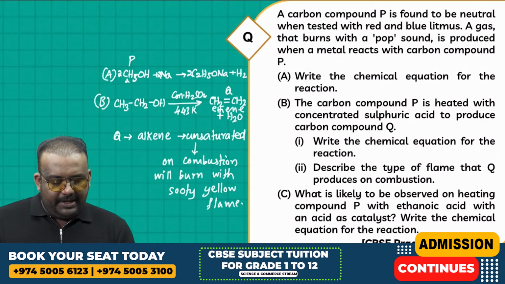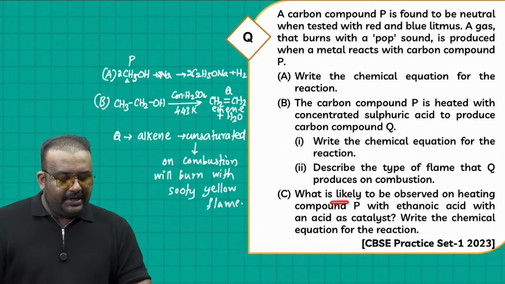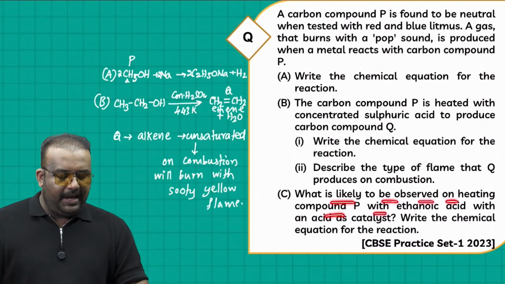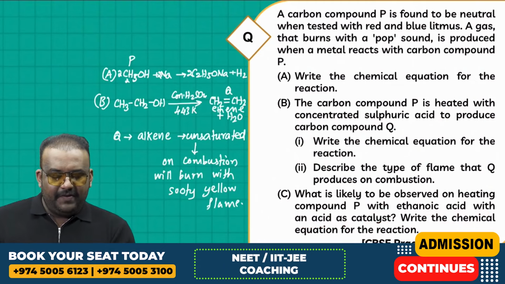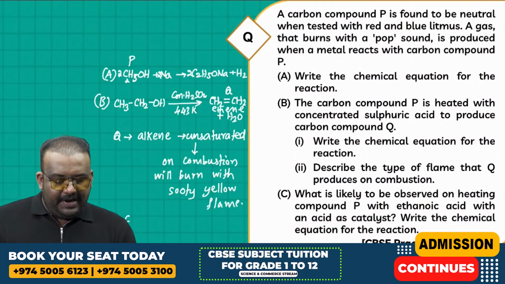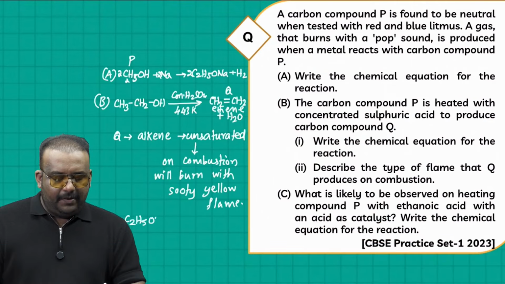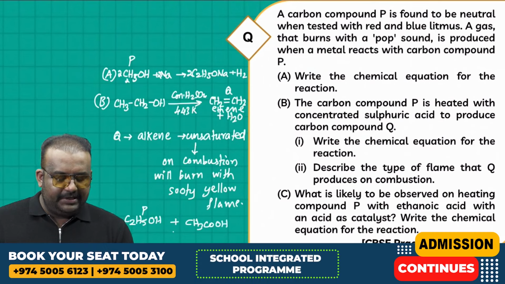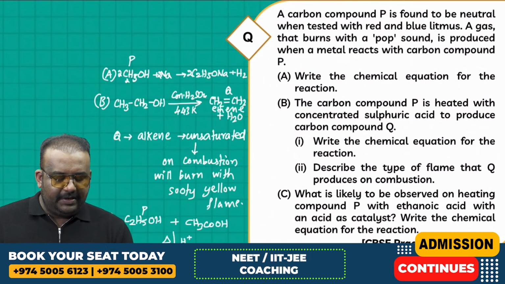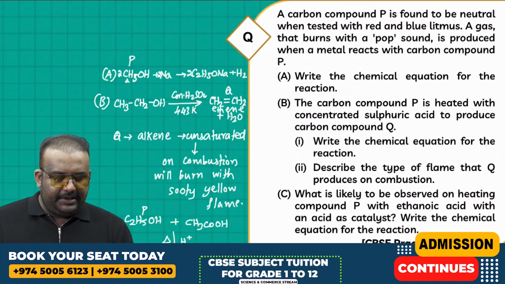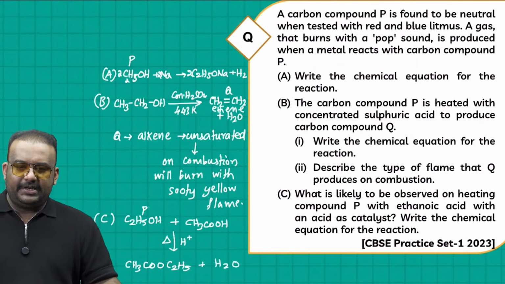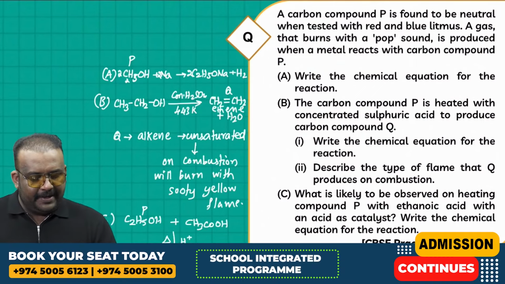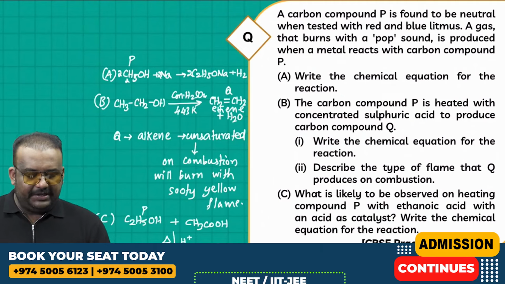Now we have one more segment in that question. It's a long answer question. What is likely to be observed on heating compound P with ethanoic acid and an acid as a catalyst? Write the chemical equation for the reaction. We already looked at it, correct? When P, that is C2H5OH, is heated with ethanoic acid, CH3COOH, and concentrated sulfuric acid, it will form CH3COOC2H5 plus water. This reaction is esterification. So, the chemical equation involved in esterification is this.